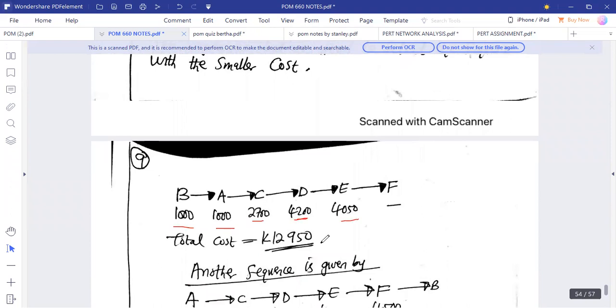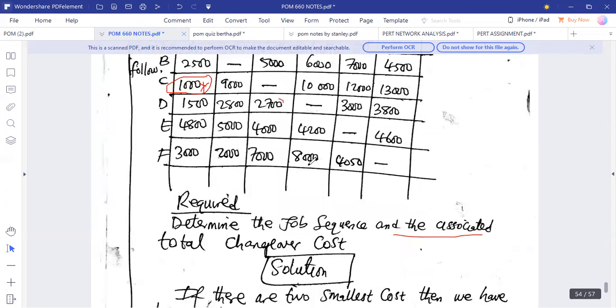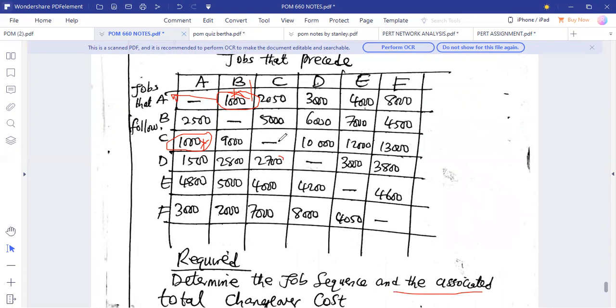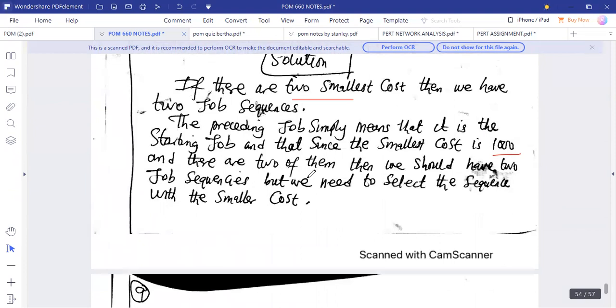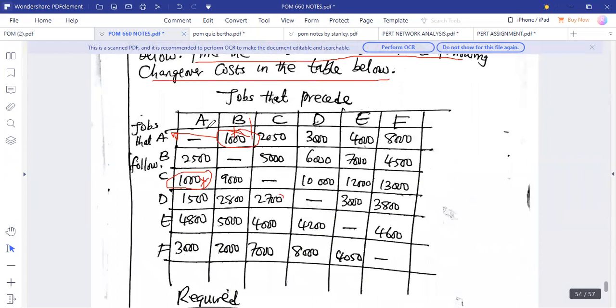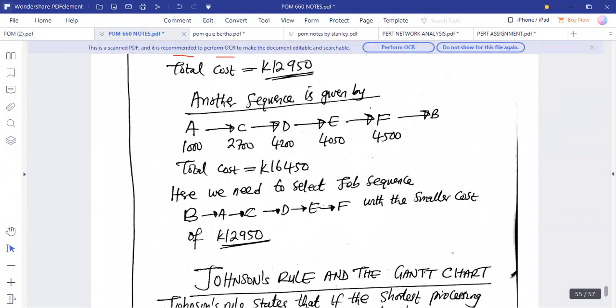That's sequence one. Of course, we started with this B for 1,000. I mentioned that for the smallest cost, there are two of them, so we're going to have two sequences, and you pick the smaller of the two. All right then, so we get down to the other sequence. Our A is the starting job, and we go for 1,000. So the follower is C, okay?